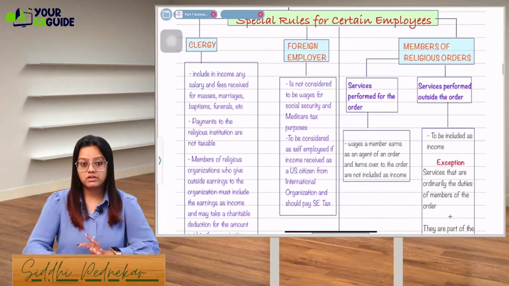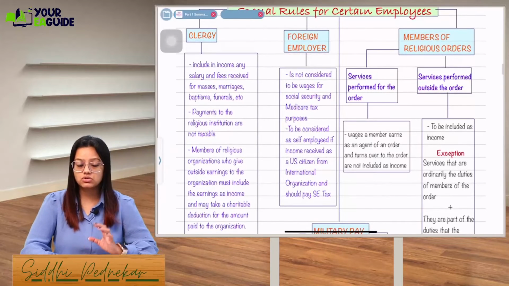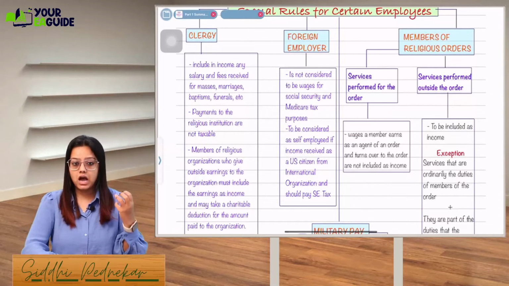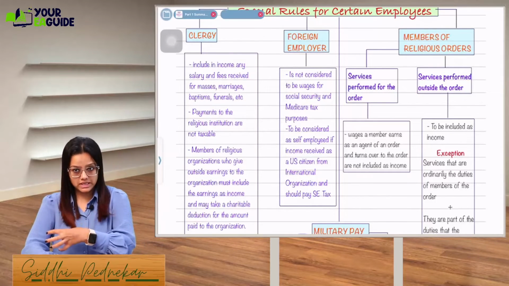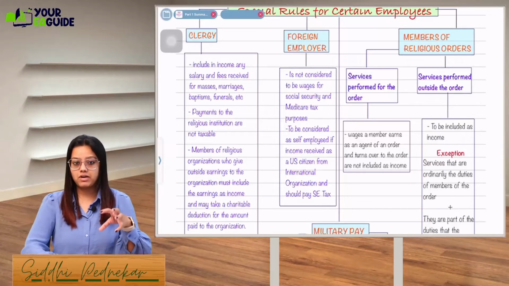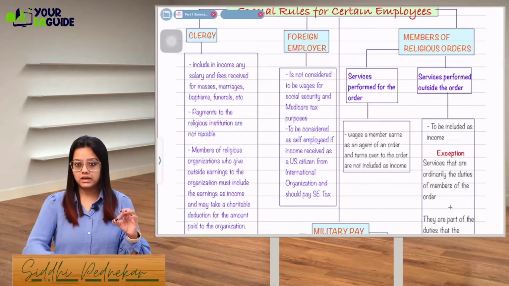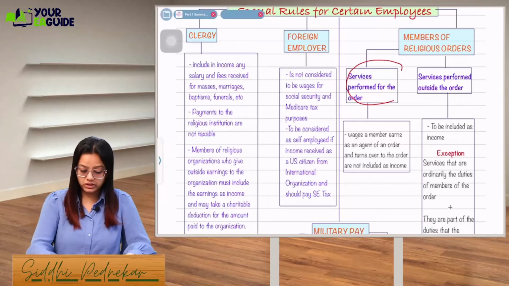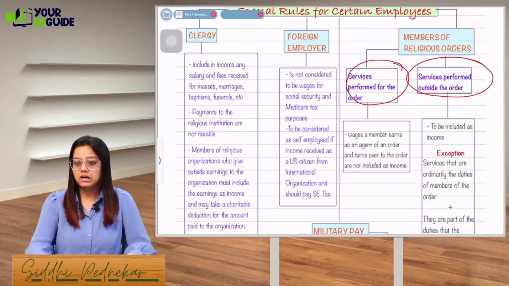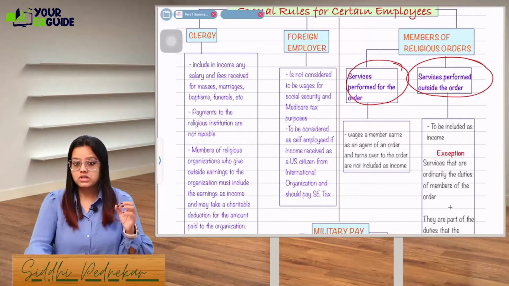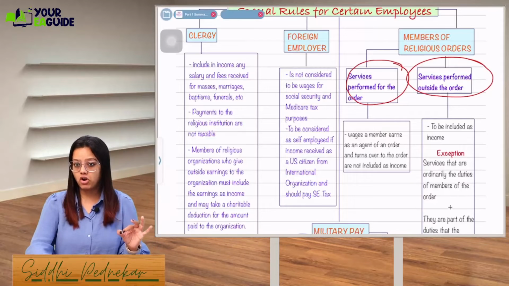You just have to check whether a person is going to get any housing facility, then include it in Schedule C, and whether a person is going to receive any amount directly from the church, okay, include it as income. Now there can be two things which can be done by that ordained minister: service performed for the order and service performed outside the order.